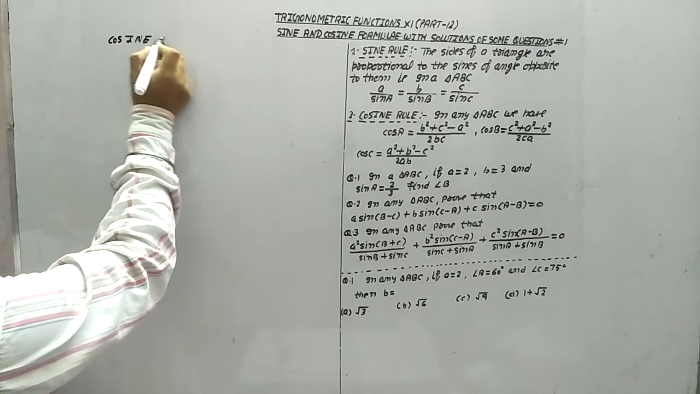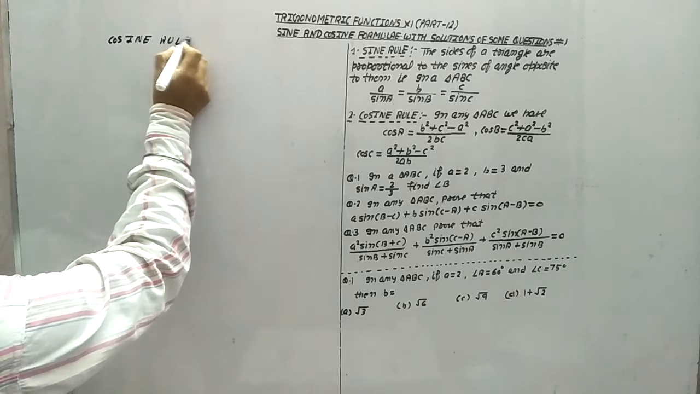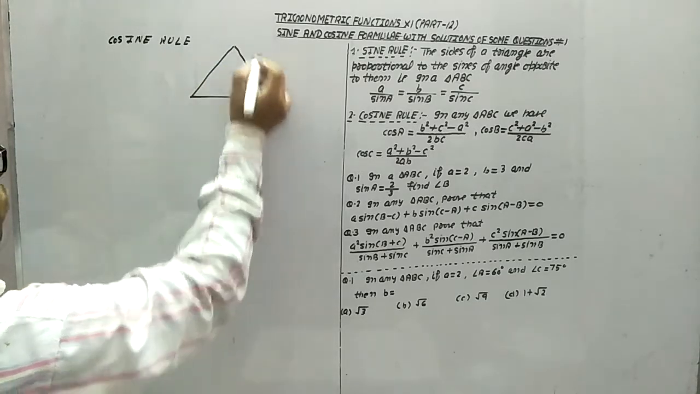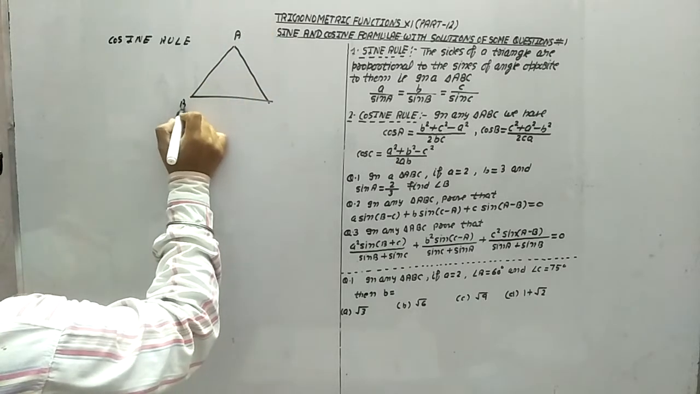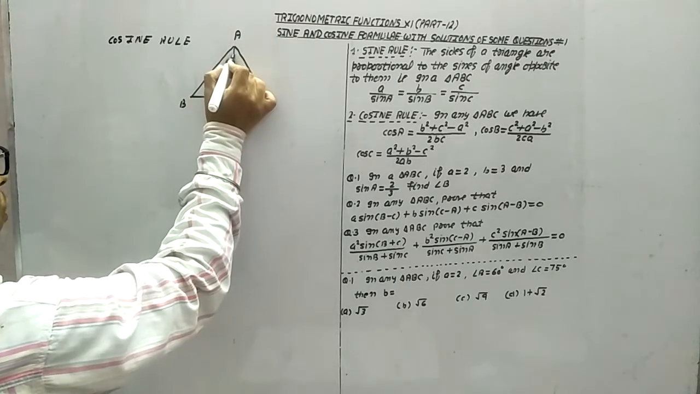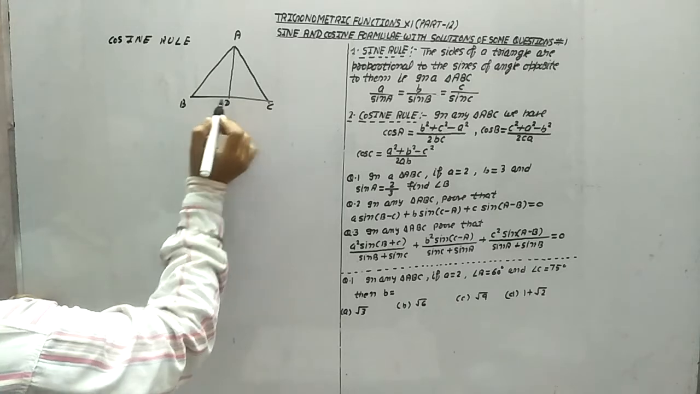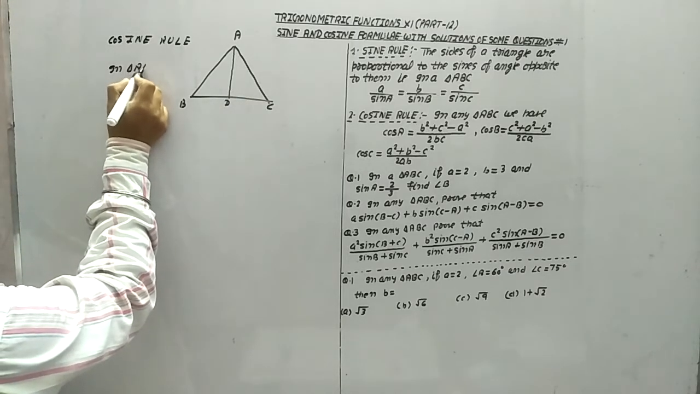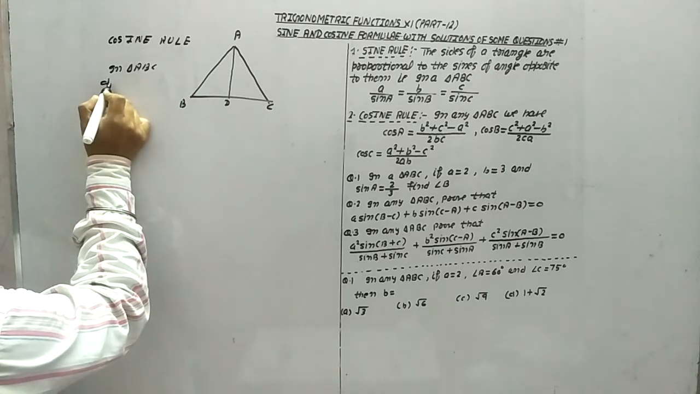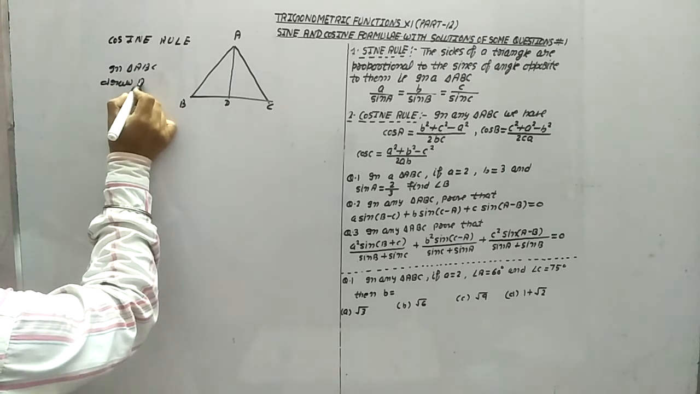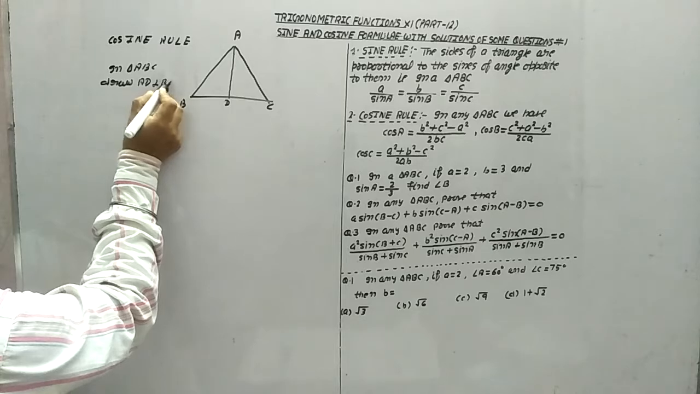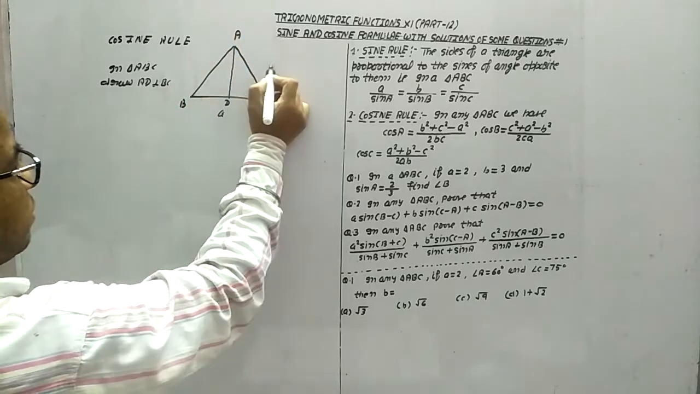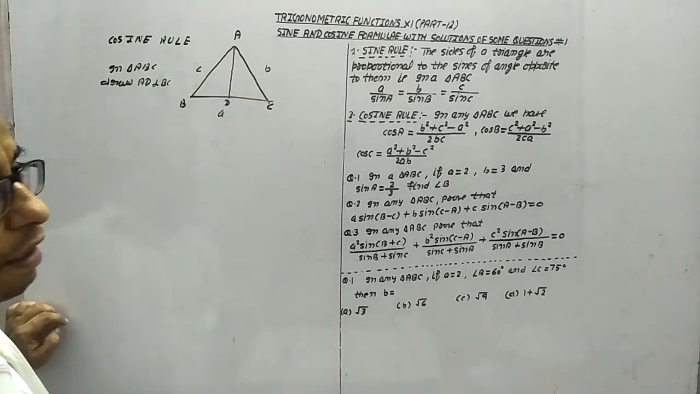So what is the cosine rule? What we have to do? First of all, we will take triangle ABC. This is the acute angle triangle. In acute angle triangle ABC, same thing, draw AD perpendicular on BC. Once we do this, look at this: this side is a, this side is b, this side is c.